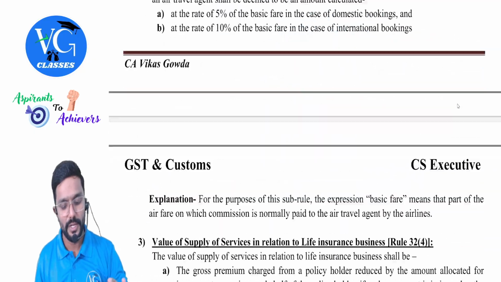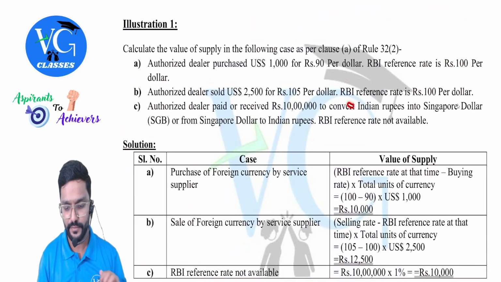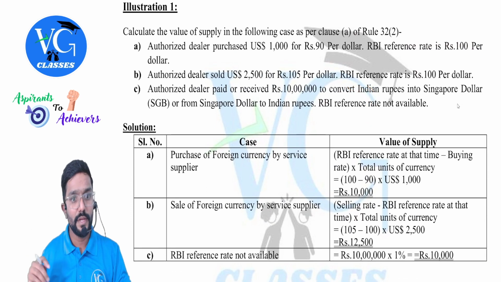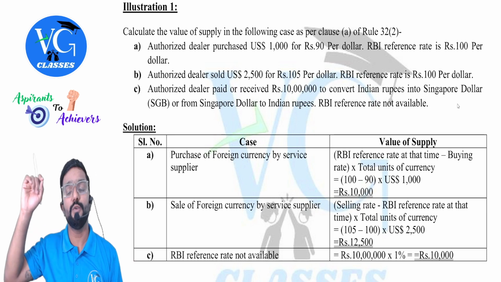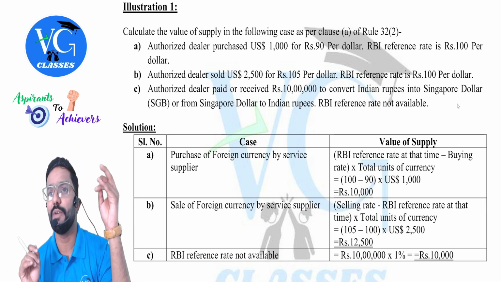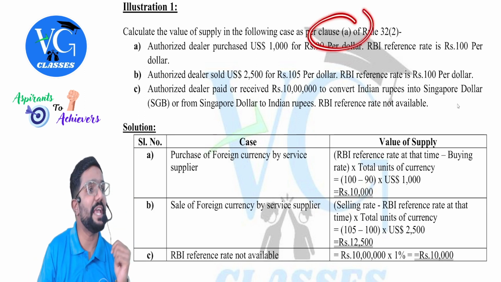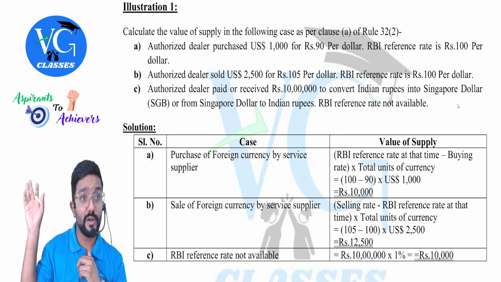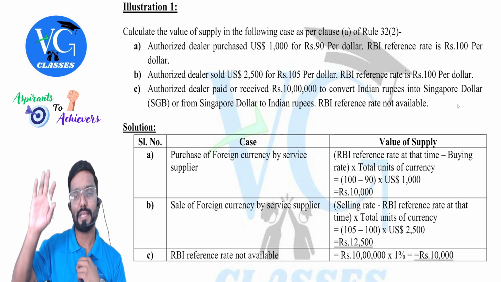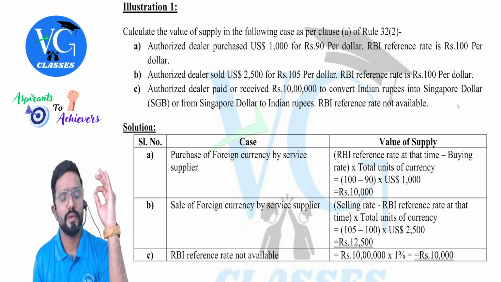Illustration 1. Let me explain it. You observe here. Calculate the value of supply in the following case as per clause A of rule 32(2). Whatever we have discussed till now, Yashas, is rule 32(2) clause A. Yes. We have one more clause, that is clause B. We will see that. As of now, we are in clause A. Please pay attention. Listen here.